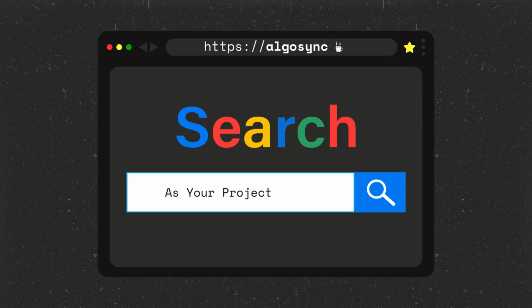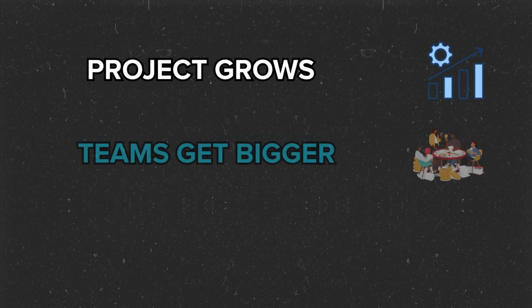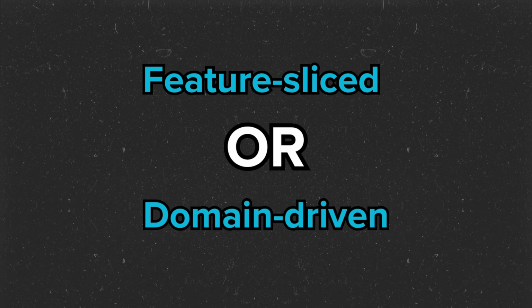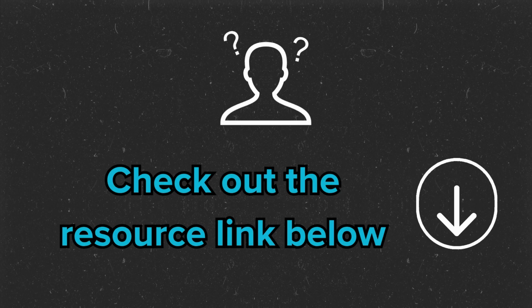As your project grows, especially when teams get bigger and your app's business logic becomes more complex, you might want to consider a different approach to structuring your code. That's where feature-sliced or domain-driven design comes in. If you're curious about those two, check out the feature-sliced design document link that I'll attach under the description part.